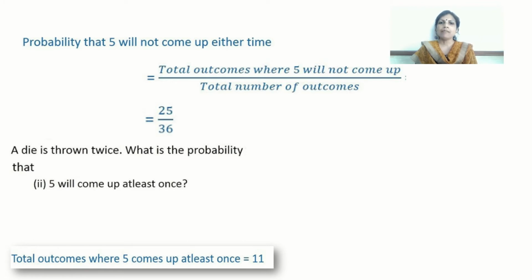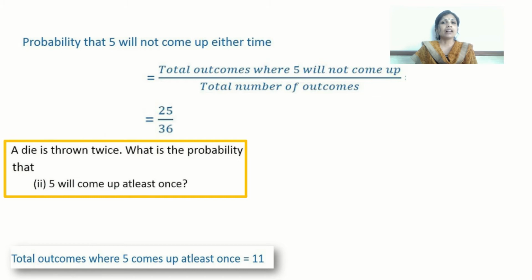Alright, the sum has a second part, and in the second part they have asked what is the probability that 5 will come up at least once. Now this particular phrase, at least once, so at least means either one time or more than one time. That is the meaning of at least once. So let's find out that.